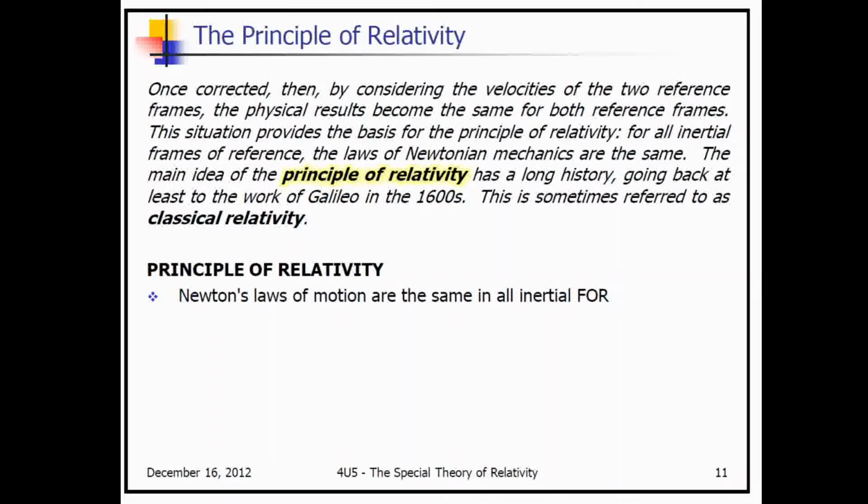The main idea of the principle of relativity has a long history going back to at least the work of Galileo in the 1600s. This is sometimes referred to as classical relativity. So this type of relativity was known, and it was easily demonstrated and predicted.